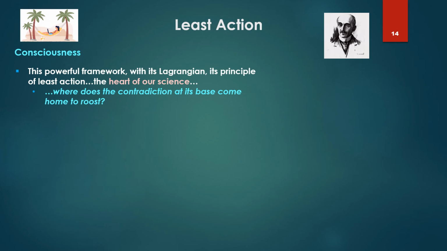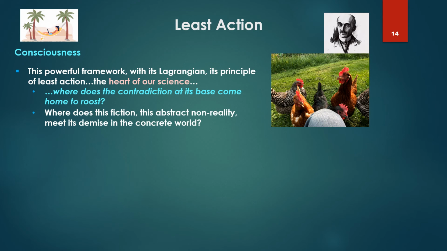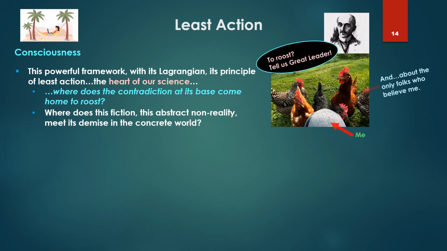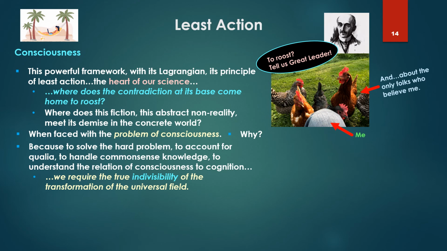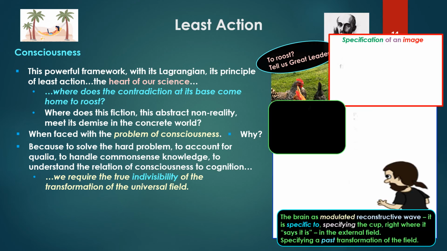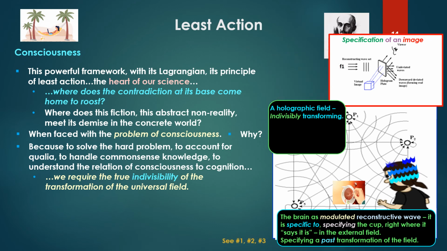This powerful framework with the Lagrangian, its principle of least action, the heart of our science. Where does the contradiction come home to roost? Where does this fiction, this abstract non-reality, meet its demise in the concrete world? Clearly, when faced with the problem of consciousness. Why? Because to solve the hard problem, to account for qualia, to handle common sense knowledge, to understand the relation of consciousness to cognition, we require the true indivisibility of the transformation of the universal field, as we've noted with Bergson's model. We have a holographic field indivisibly transforming the brain, a modulated reconstructive wave passing through it, and specifying a past transformation of the field. You cannot have such a model without the indivisibility of the field.